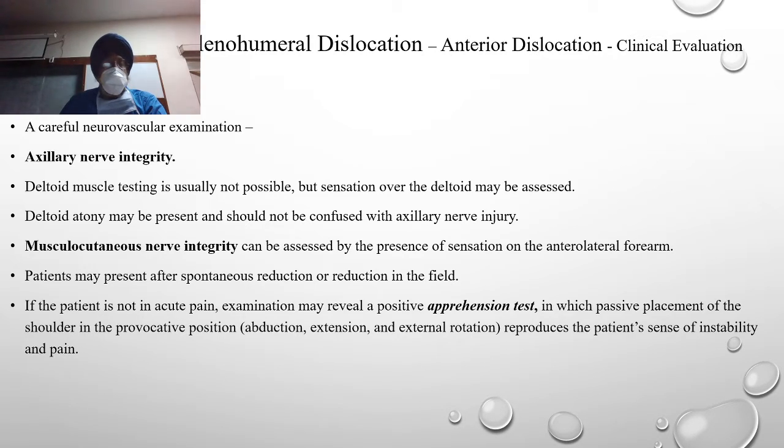If the patient is not in acute pain, examination may reveal a positive apprehension test, in which passive placement of the shoulder in the provocative position, that is abduction, extension, and external rotation, reproduces the patient's sense of instability and pain.